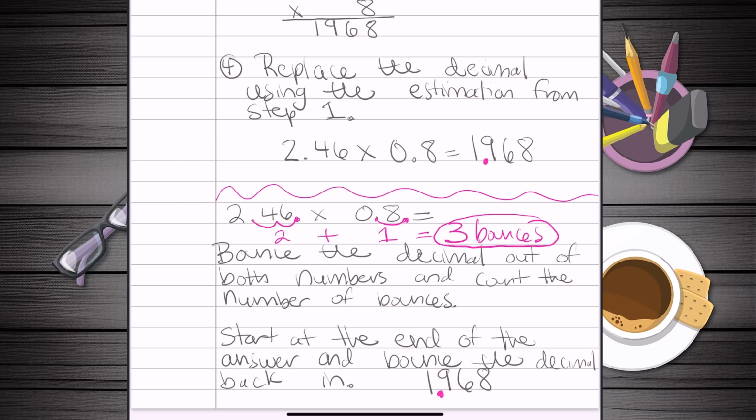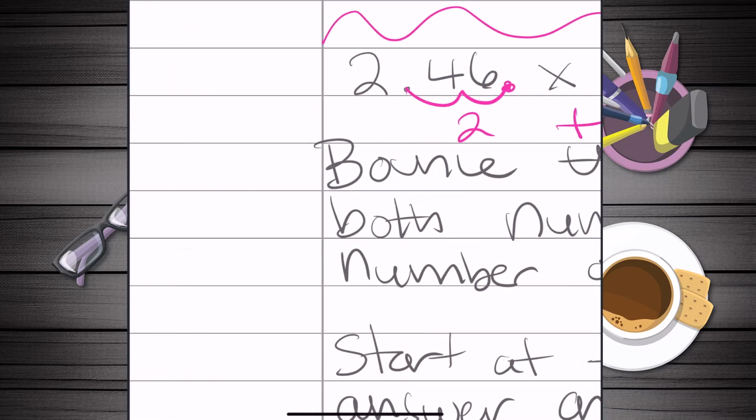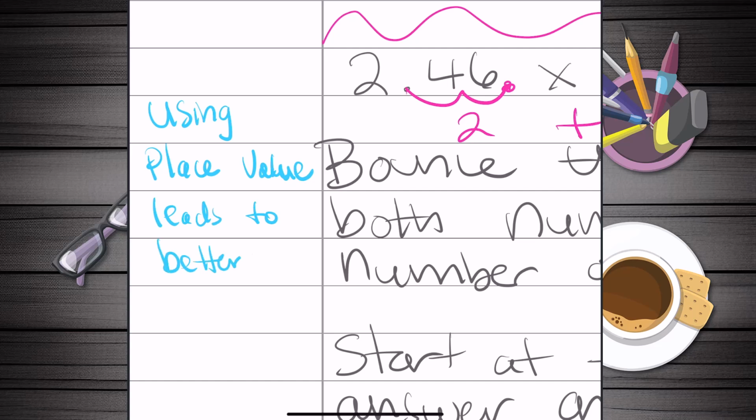And I'm going to erase where we started from. So it gives us the same answer, but it's kind of a math trick. I've said this multiple times, which means it's really important. Using place value understanding leads to better understanding. Using place value leads to much better understanding, so only use this trick if you really have to.